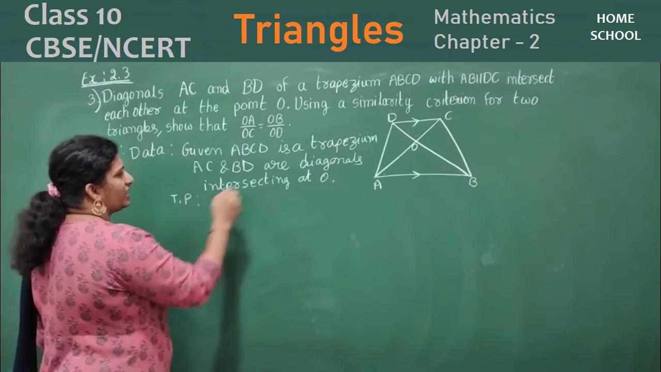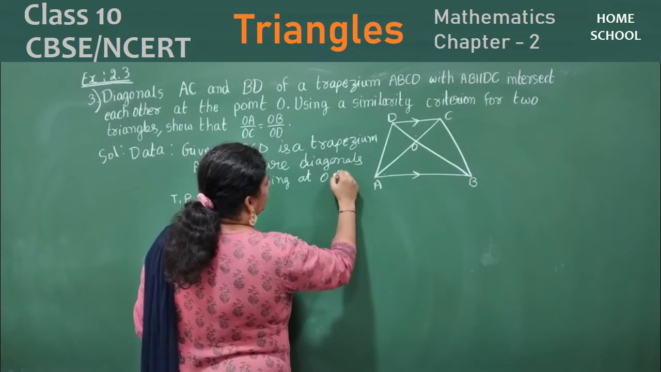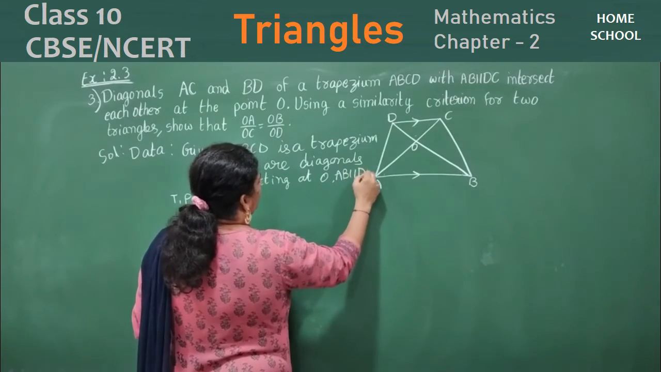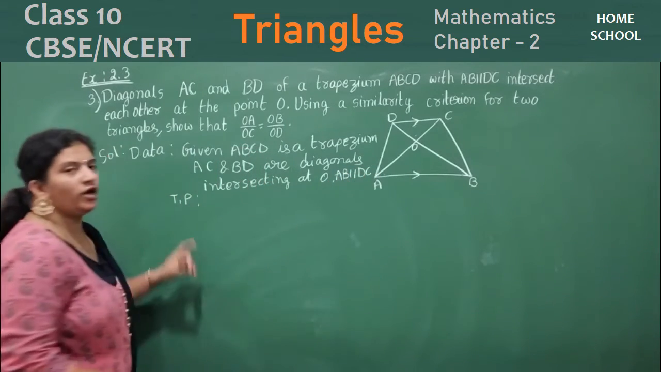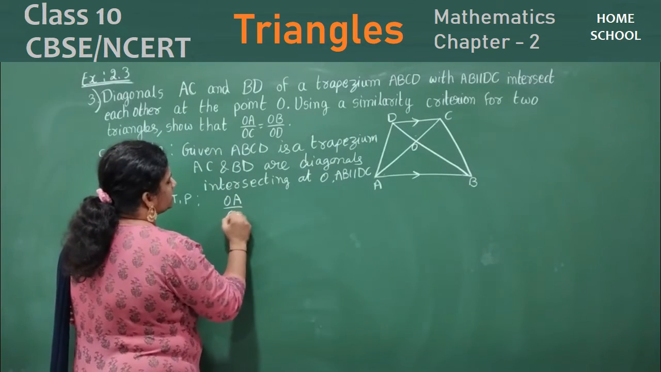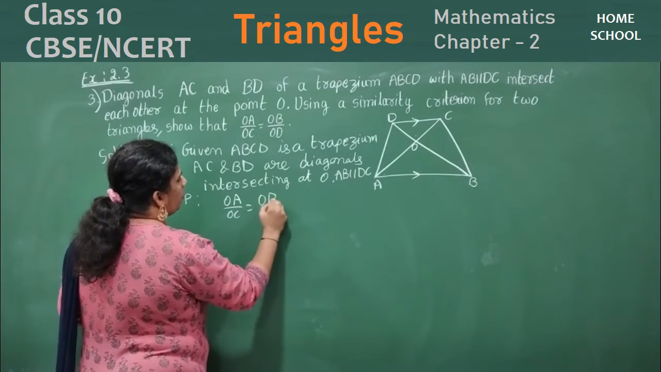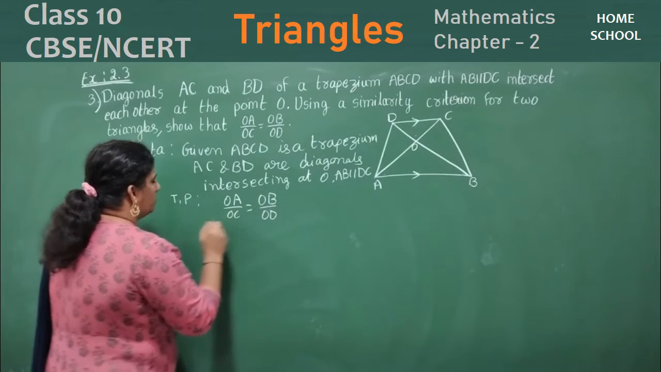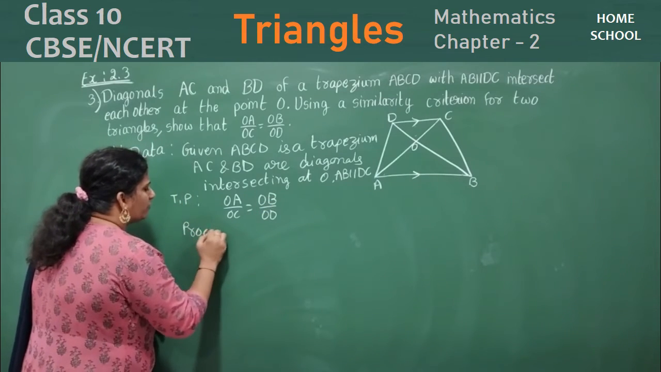To prove. What to prove here, children? And one more given, no? What is that? AB is parallel to DC. What to prove? You need to prove that OA by OC is equal to OB by OD. So now let's start our proof here.